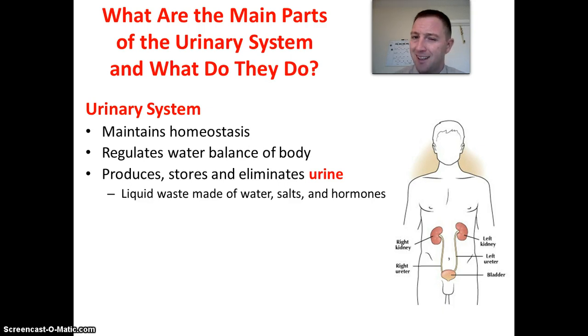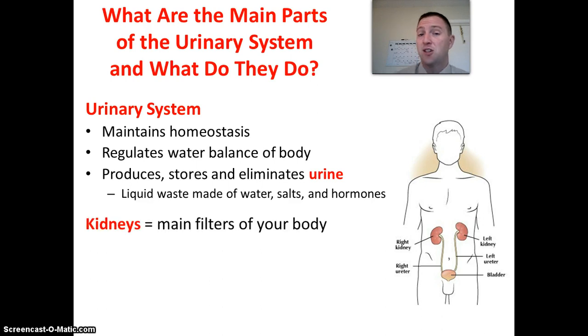What's urine? You kind of know what urine is, but scientifically, this is the liquid waste of all your metabolic functions, your metabolism. All that getting and using energy creates waste products. There is liquid waste, there are salts, sometimes hormones are in urine. So the urinary system is the whole system to produce, store, and eliminate urine.